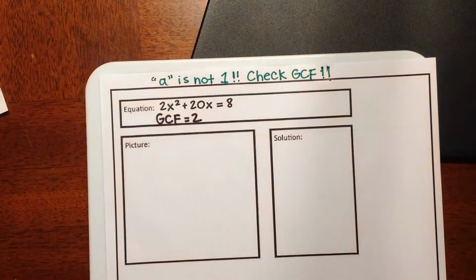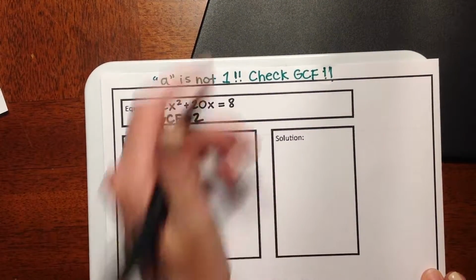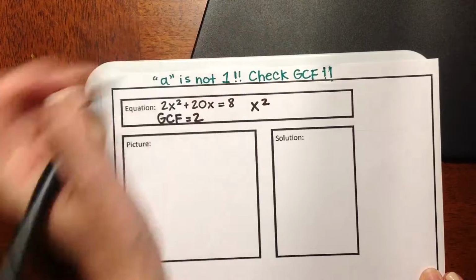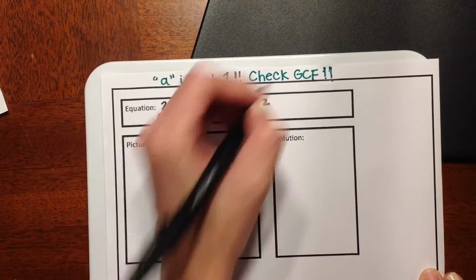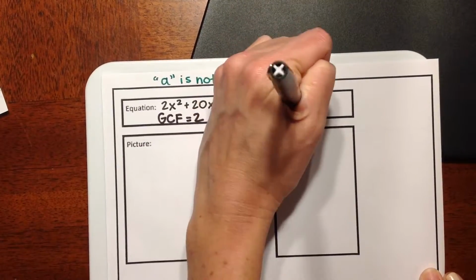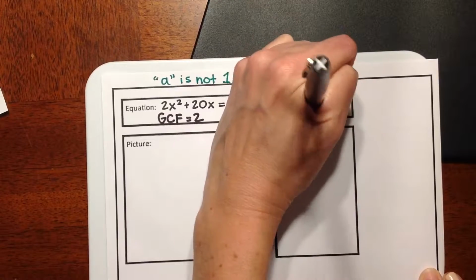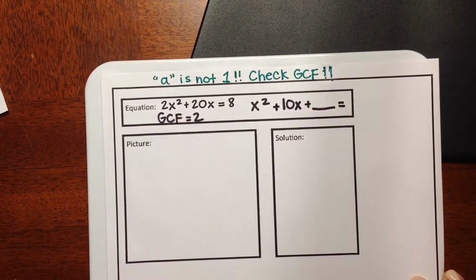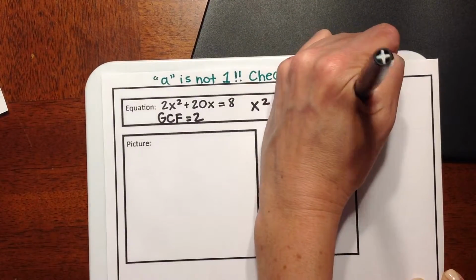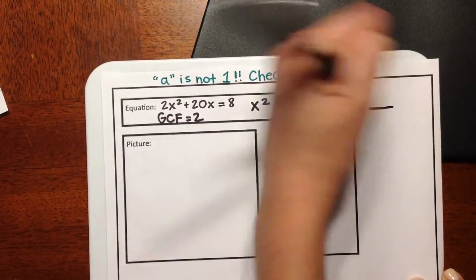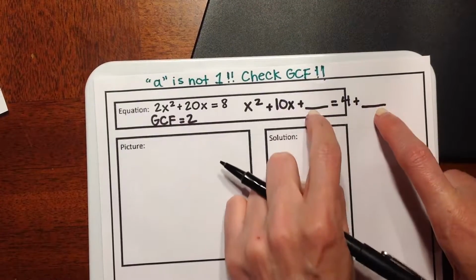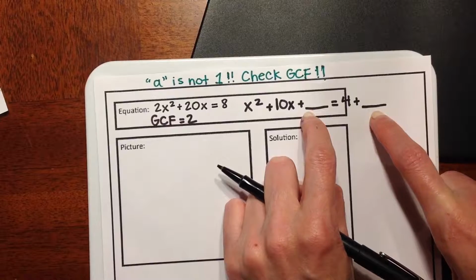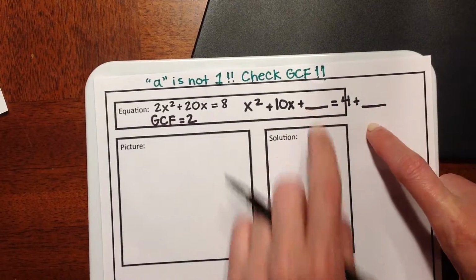GCF equals 2. And now I'm going to divide all of my numbers, 2, 20, and 8, by 2. So 2 divided by 2, that's going to make that x squared. 20x divided by 2, that's going to make that a positive 10x. I'm going to leave a blank for my constant that I'm going to add in. And 8 divided by 2 is 4. And again, I'm going to leave a blank after my equals. You want to make sure you have 2 blanks, one before the equals and one after, so that you really are keeping your equation balanced.